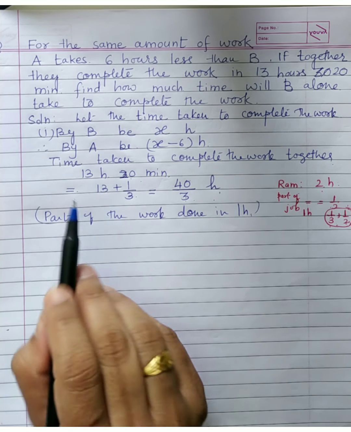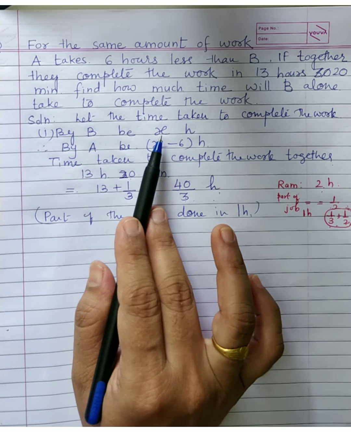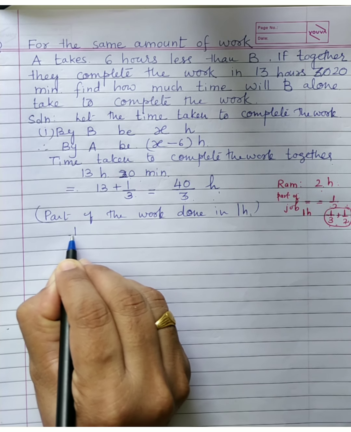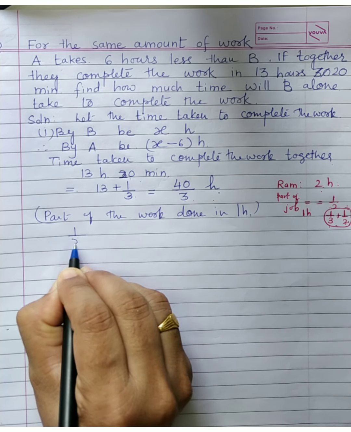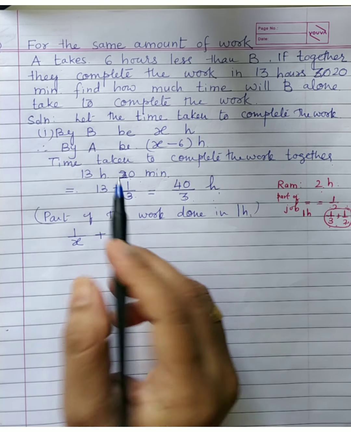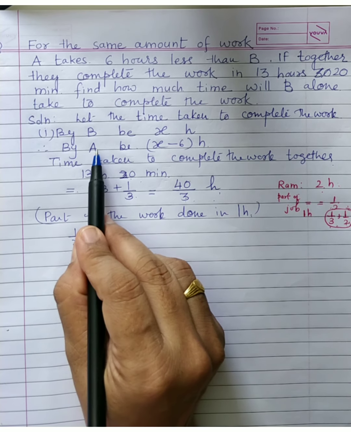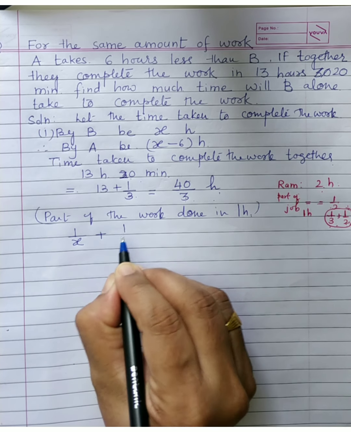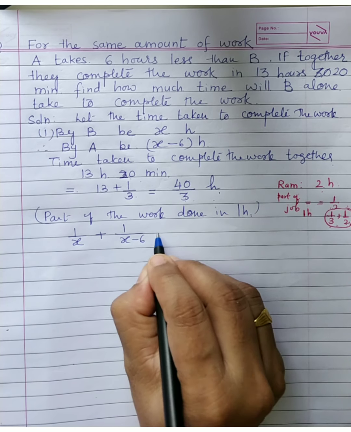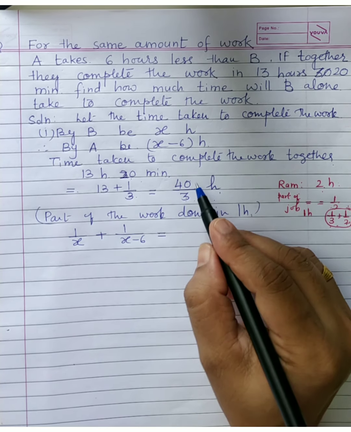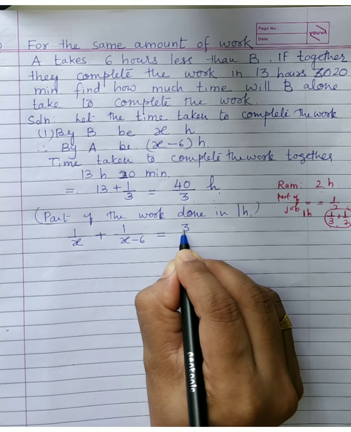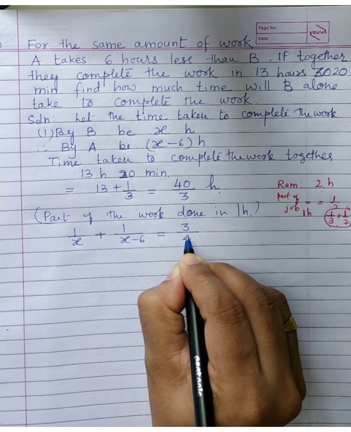So B is taking x hours to complete the work. So how much part of the work is completed by B in 1 hour? 1 upon x. Clear? Like this example it is. How much part of the work will be finished by A? He will finish 1 upon (x - 6), right? And since the work was to be completed in 40 upon 3 hours, how much part of the work is done in 1 hour? 3 upon 40.